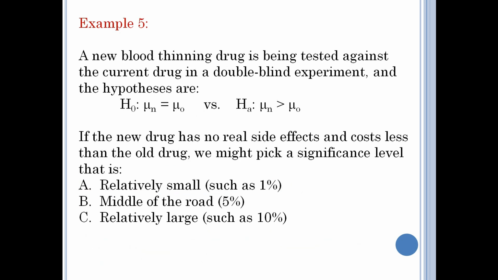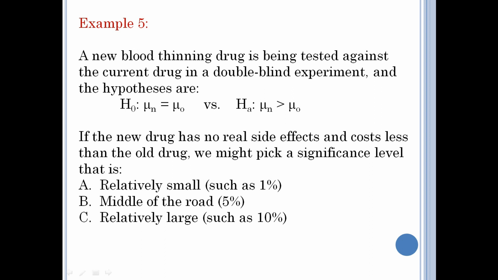Example 5 is giving you the same situation, but in a different question. It says, if the new drug has no real side effects and costs less than the old drug, we might pick a significance level that is, again, you have 3 choices. Okay, let's look at this situation.